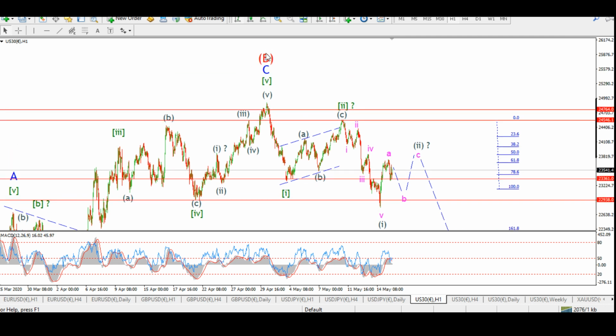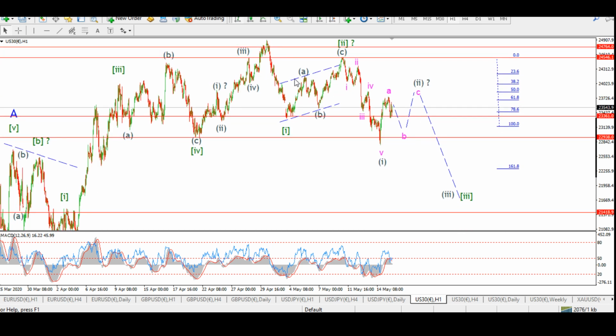So we have this B wave here. So I'll be looking at wave 1 in blue down of wave C in red. This is the differing degrees that are happening right now. So right now it's looking at wave 1, 2, 1, 2 of wave 1.